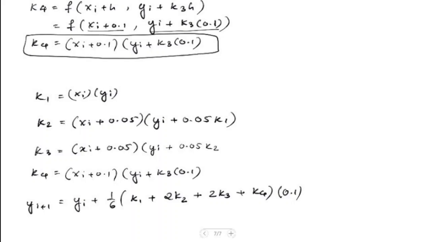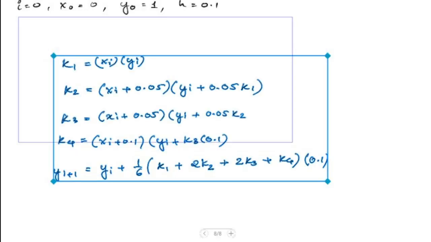Now when i is equal to 0, x0 is equal to 0, that's given to us, y0 is equal to 1, and our h is equal to 0.1. And we have to find out the values of k1, k2, k3, and k4. So I'll just try to bring the formulas back again here.